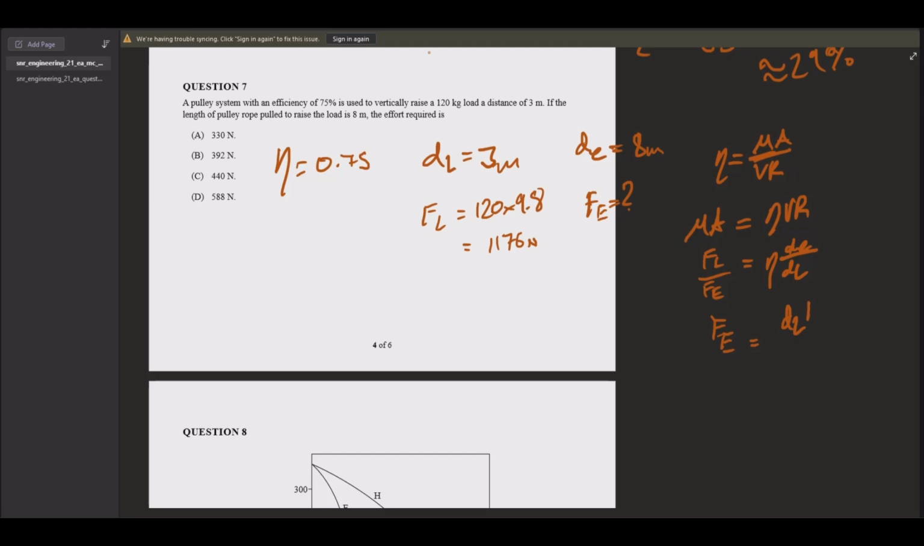It's going to be DL FL over efficiency DE. And what's that? 3 times 1176 over 0.75 times 8. And that gives us 588 newtons. That's answer D.